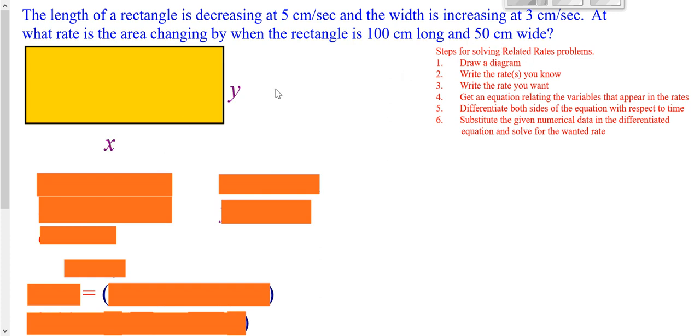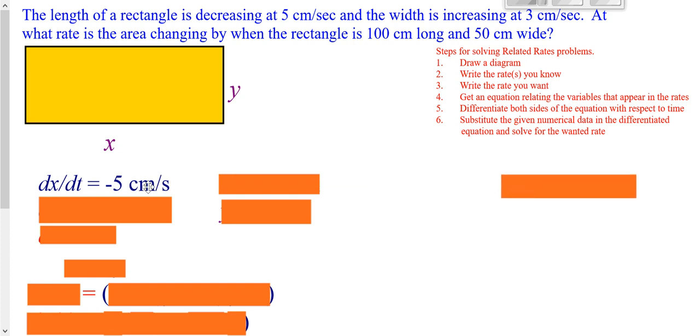So we know the two sides change, so I chose to use x and y. Could you use L and W? Yes, that would work nicely too. So we have the length right here is decreasing at 5 centimeters per second. That's a rate. So it's decreasing, so it's negative. Our width, the y, is increasing at a rate. So that's your dy over dt. Increasing, so it's positive.